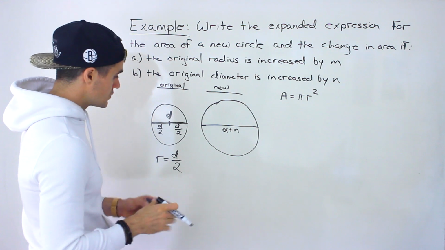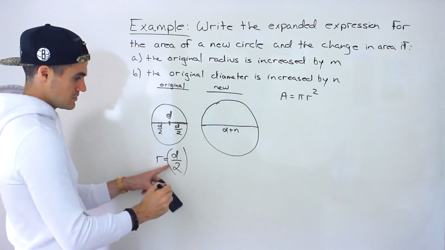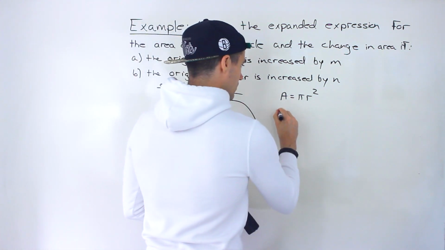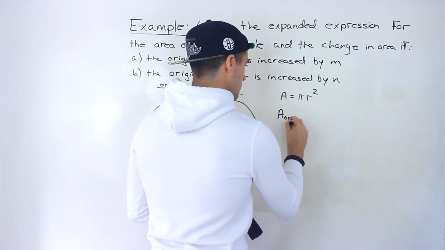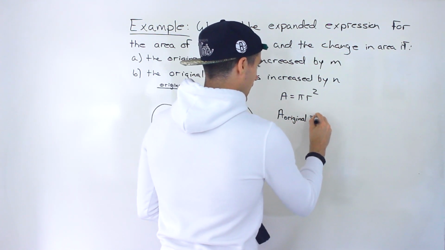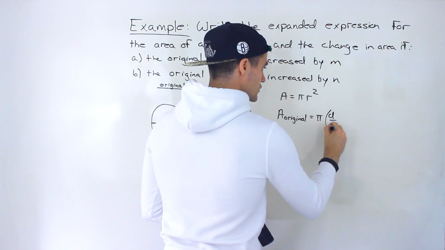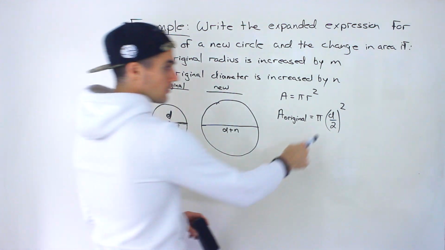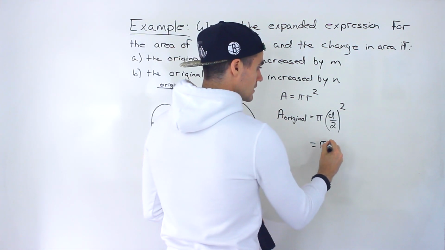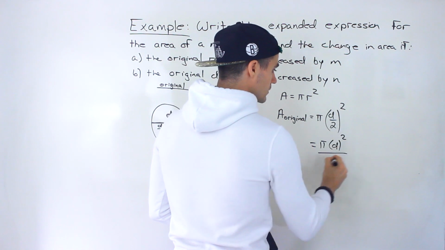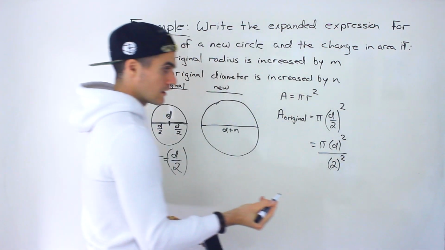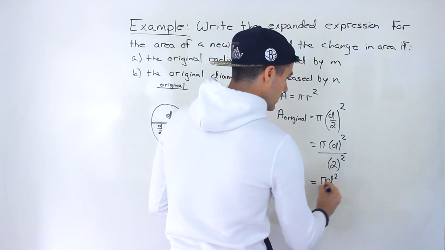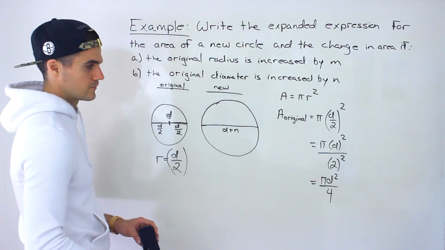So now what we would do is we would take this expression and plug it in for the radius. So now the area of the original circle is going to be pi, and then we would plug in that d over 2 expression for the radius, and then that's going to be squared like that. And remember, whenever you have a fraction to an exponent, we could take the numerator to that exponent, we could take the denominator to that exponent. And so what would happen here is we'd end up with pi d squared over 4, like that.